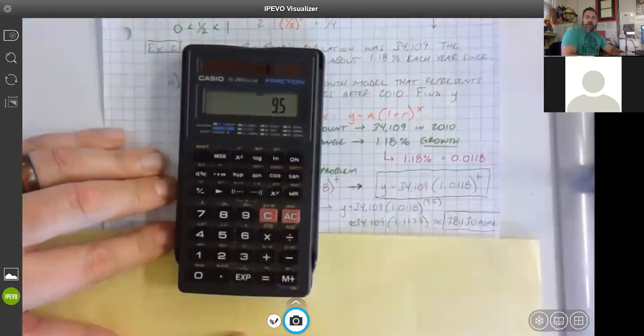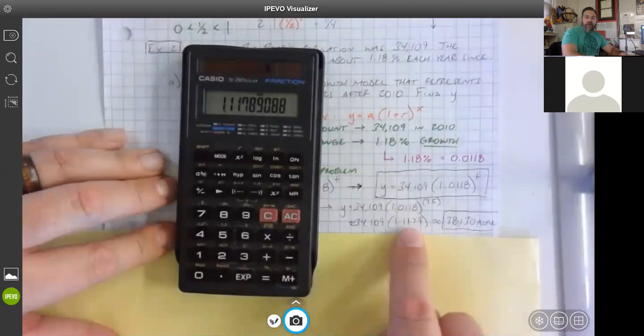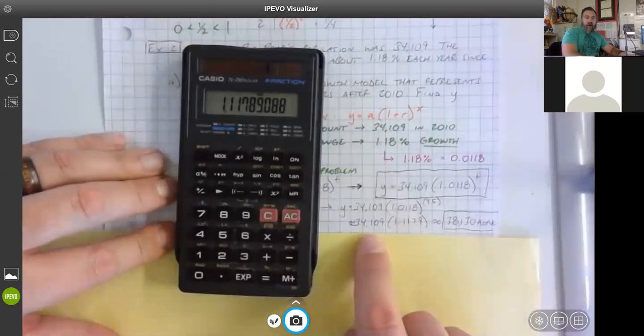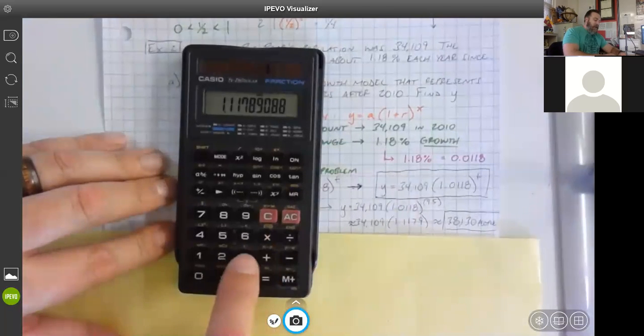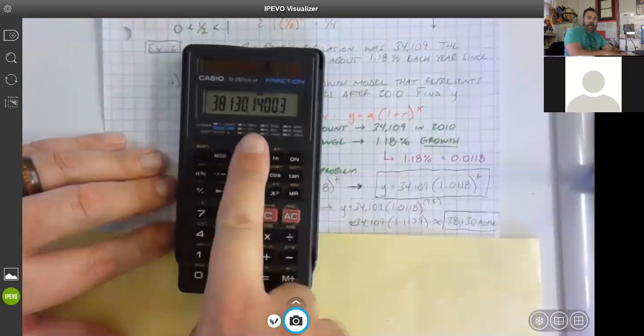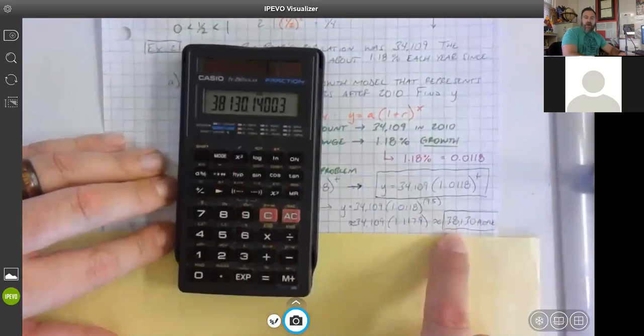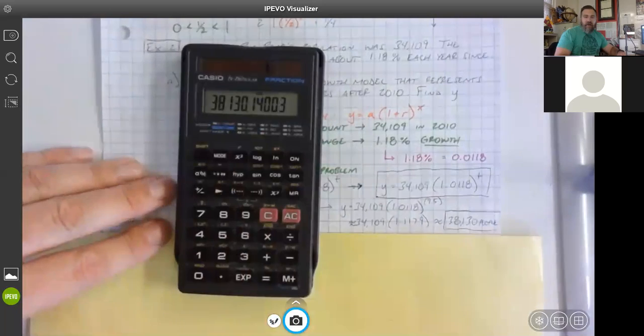Yes, it's possible to get decimals in the next one. And we get this crazy decimal, right? This represents 1.0118 to the 9.5 power. You can round it. Now I'm going to multiply it by that starting amount, 34,109, and that gives me my population in the summer of 2019, 38,130 people, approximately. That's the estimate based on this function.